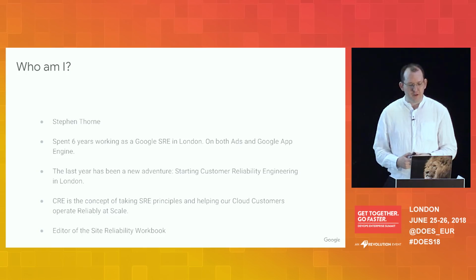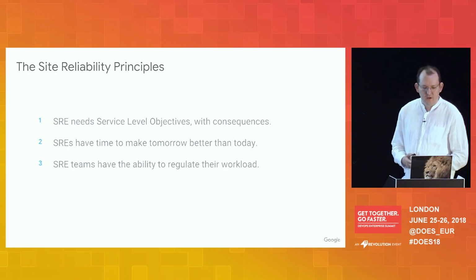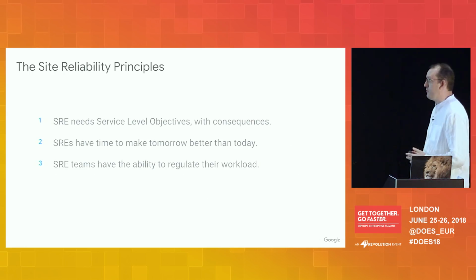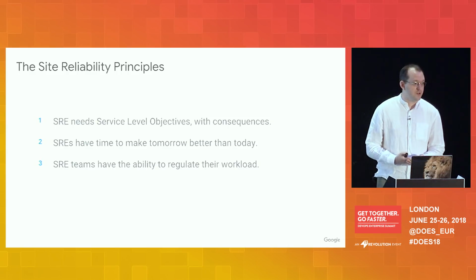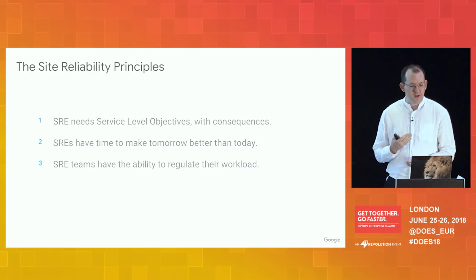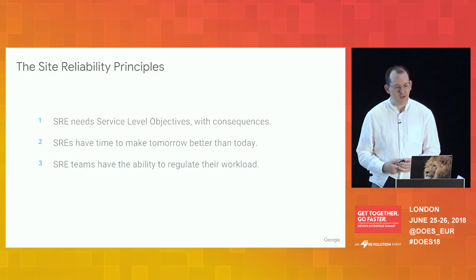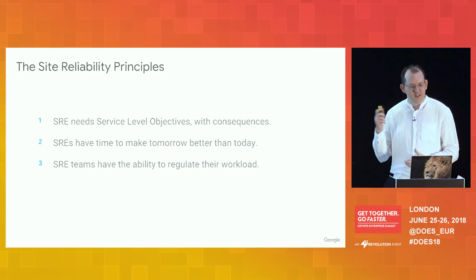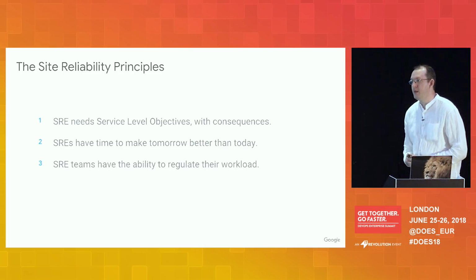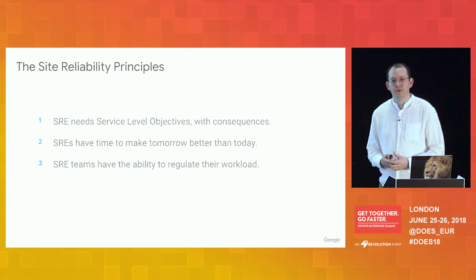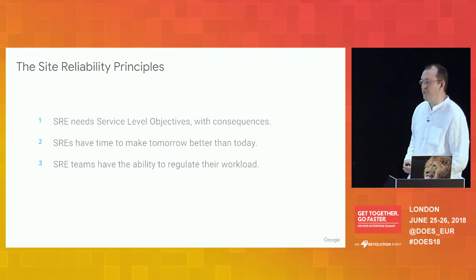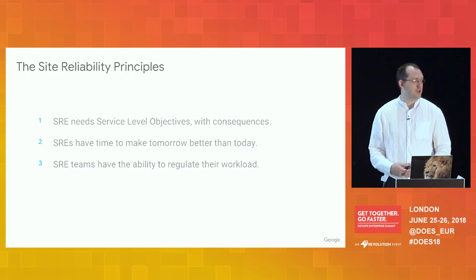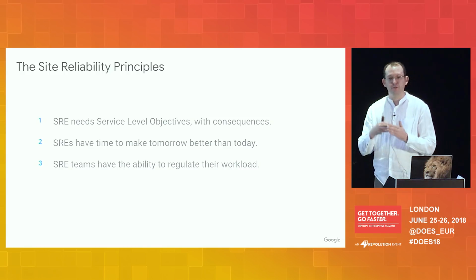Finally, the thing that I want to talk to you about today is the principles of site reliability engineering. These are the ones that I'd like to talk about today, which is site reliability engineering needs service-level objectives with consequences. Site reliability engineers have time to make tomorrow better than today. And site reliability engineering teams have the ability to regulate their workload. You can see very visibly that this is a progression, that you can do site reliability engineering without actually having a site reliability engineer. And you can have site reliability engineers before you actually have a site reliability engineering team. And each of these builds upon the previous.